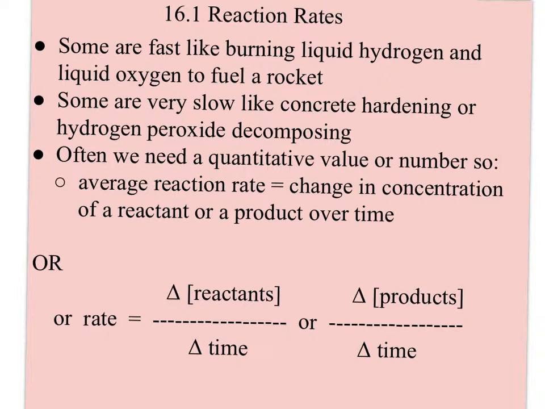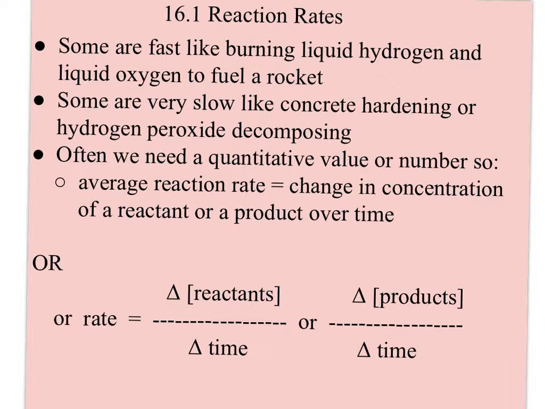So average reaction rate is defined as the change in concentration of a reactant or a product over time. And I've written this as a mathematical equation below. We use the delta or triangle to show change, and then concentration is shown with those brackets. So you can either measure the change in the concentration of one of your reactants or one of your products.